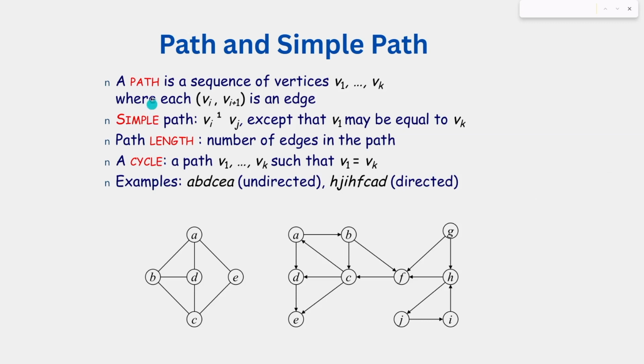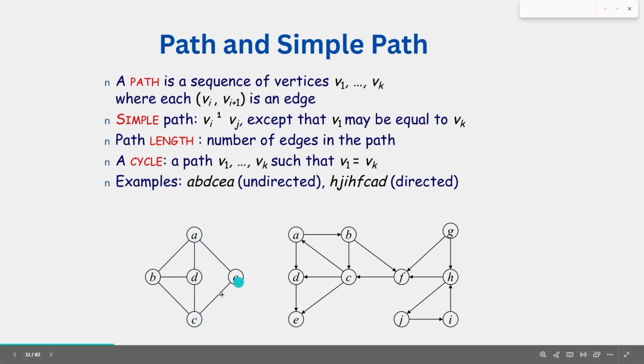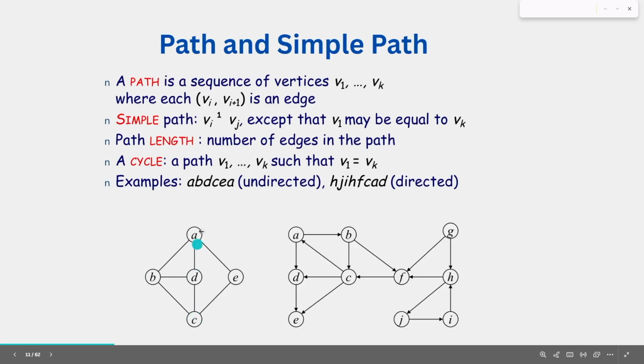Next is the terminology called a path, a simple path, a path length and a cycle. So, a path refers to a sequence of vertices, and a path actually accounts for a set of edges between those vertices. For instance, if I want to determine the path from A to C, I may take A E C, or I can take A D C, or I can have A B D C or A B C. All those sequences of vertices that help me reach C from A will be called a path.